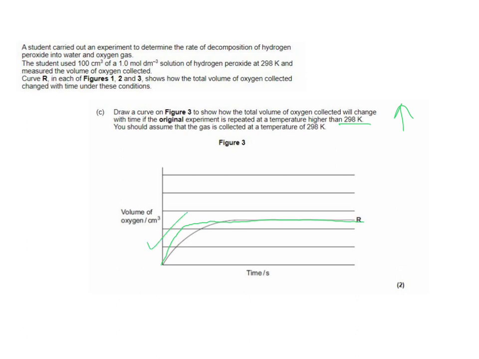Okay, so 1 mark for the steeper at the start because of higher temperature, and 1 mark for realizing that actually the volume of oxygen produced isn't going to change because the concentration and the volume of hydrogen peroxide is the same as it started as.